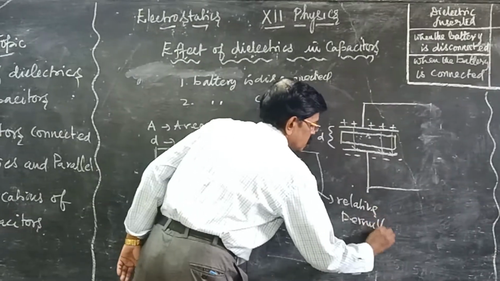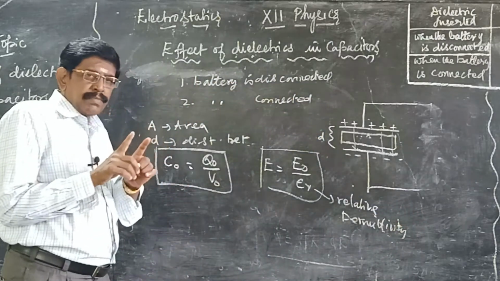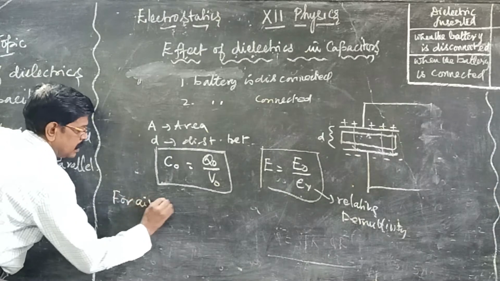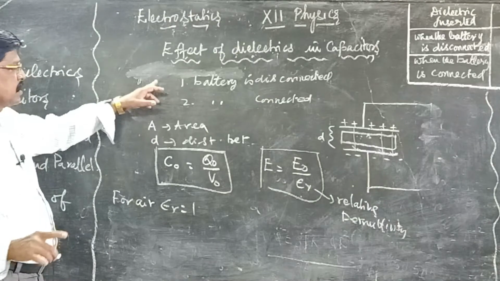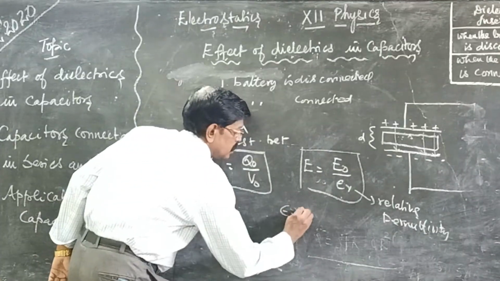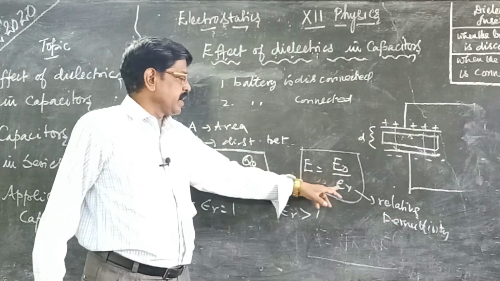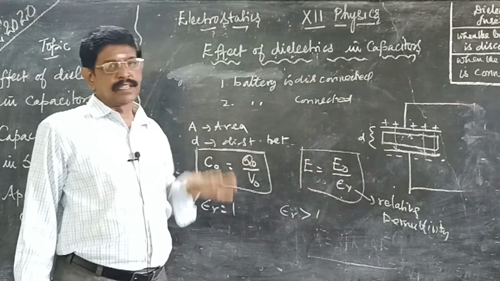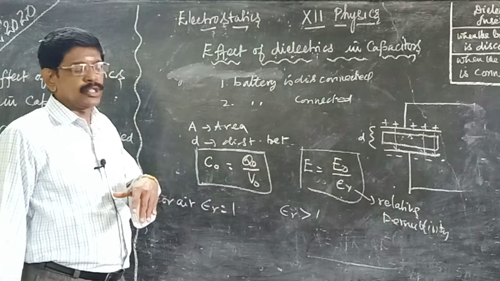For air, the epsilon r value is 1. For other dielectric materials, such as glass or mica, the epsilon r value is greater than 1. So the electric field decreases. If the electric field is decreasing, immediately the potential also decreases.